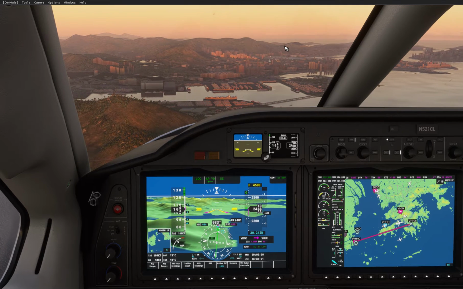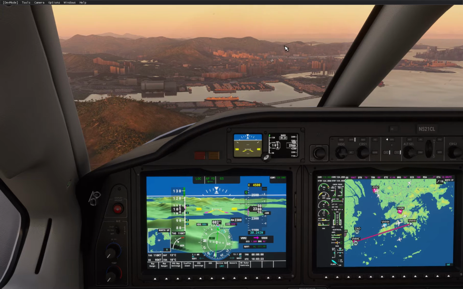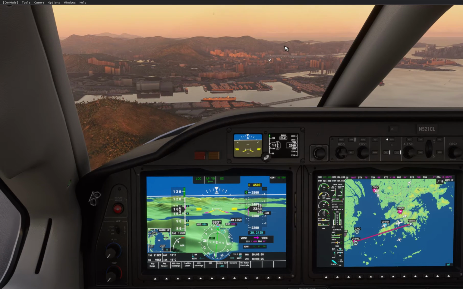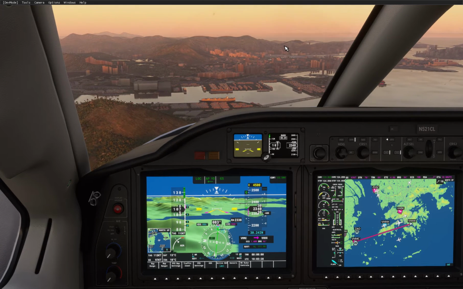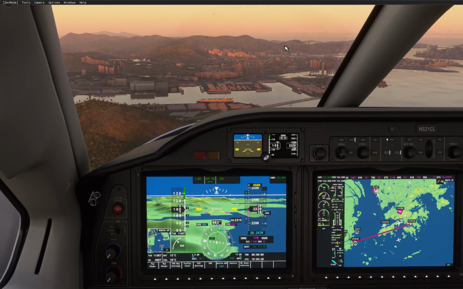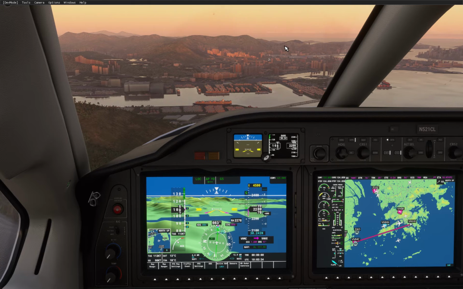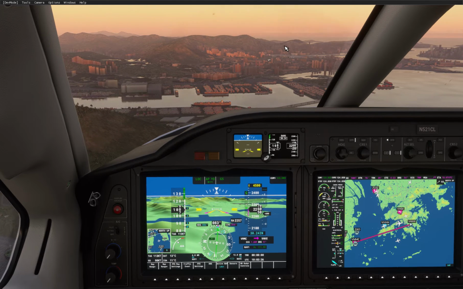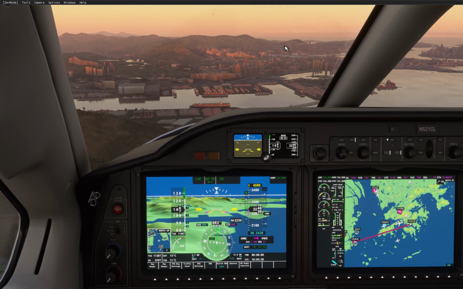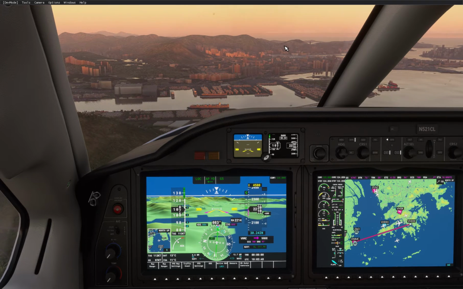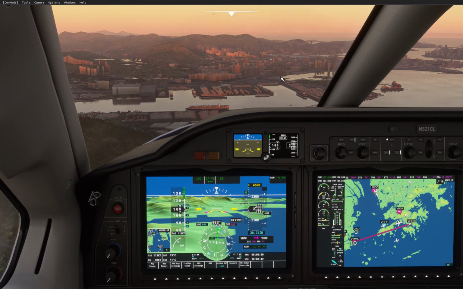Aerodrome altitude is 15 feet, so essentially sea level. This ancient approach plate I have does not show the missed approach procedure, so I'm not sure what the altitude is. The holding pattern at the missed approach point is 4,500, so we'll leave 4,500 in for the altitude here.